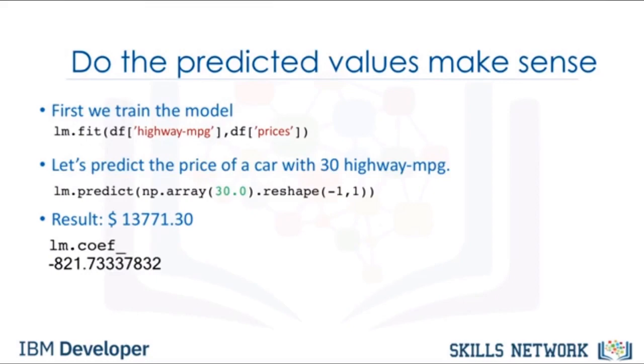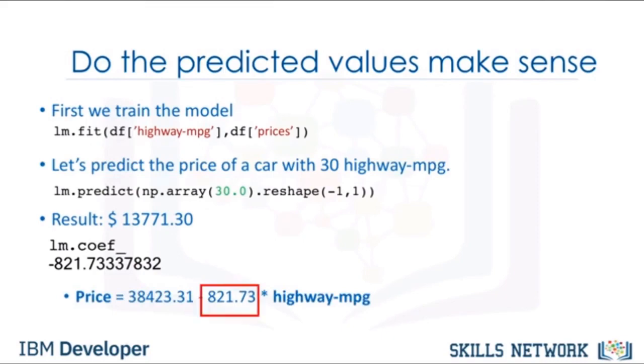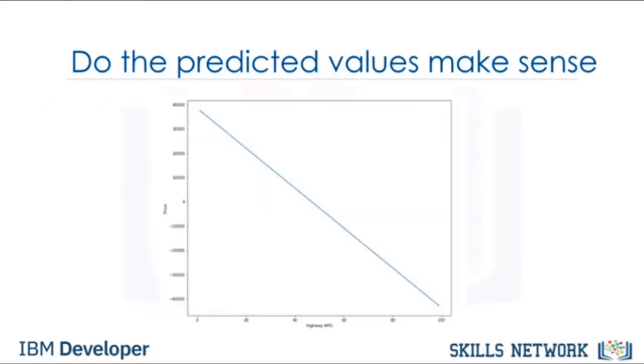We can look at the coefficients by examining the coef underscore attribute. If you recall, the expression for the simple linear model that predicts price from highway miles per gallon. This value corresponds to the multiple of the highway miles per gallon feature. As such, for an increase of 1 unit in highway miles per gallon, the value of the car decreases approximately $821. This value also seems reasonable.